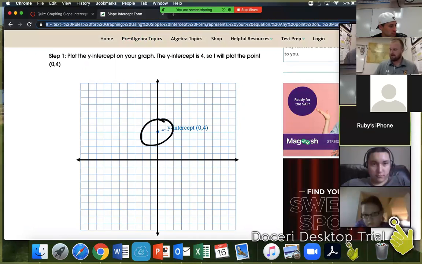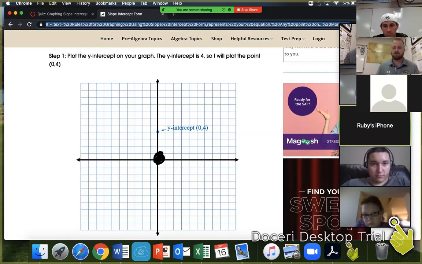The dot is actually on the line. Why is it on the line? Well, because the first y-intercept is 0, 4. So what did I do? I started right here. I went over 0, so I never moved. And then I went up 4, because remember, it's rise over run. So the rise was 4, the run was 0. Okay, so I went over 0.